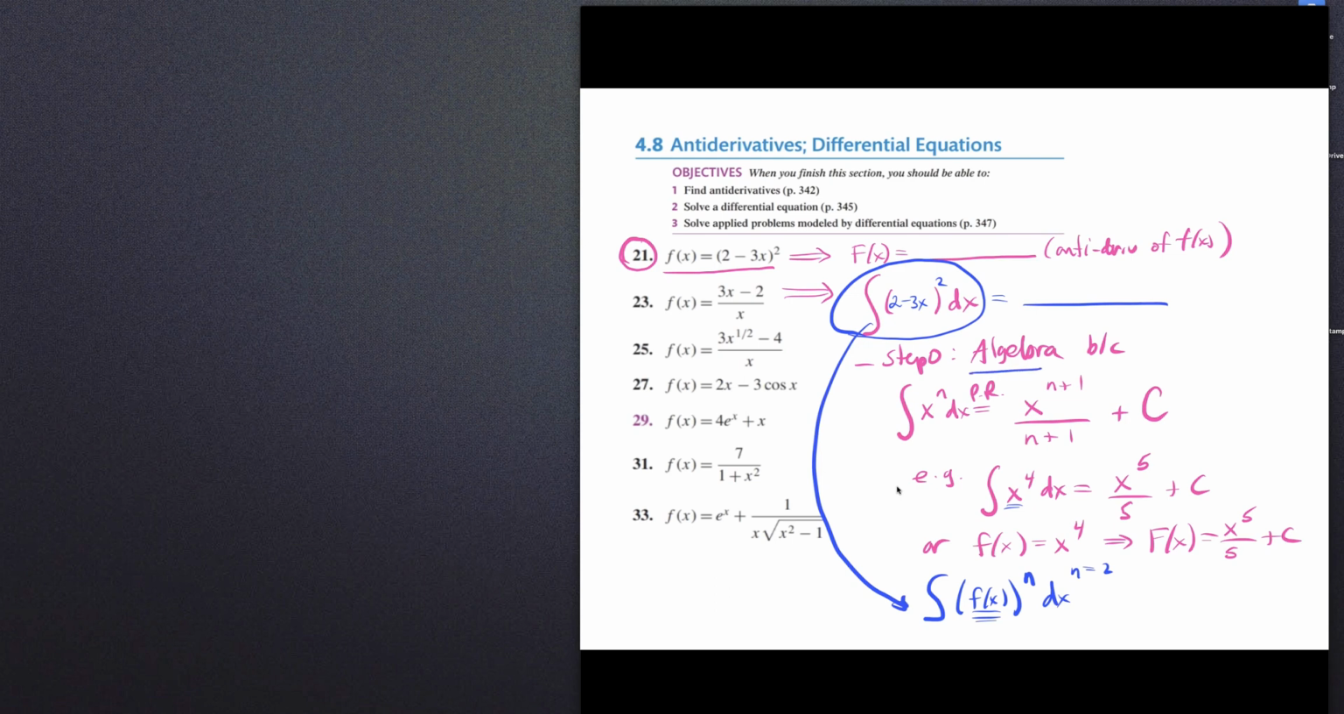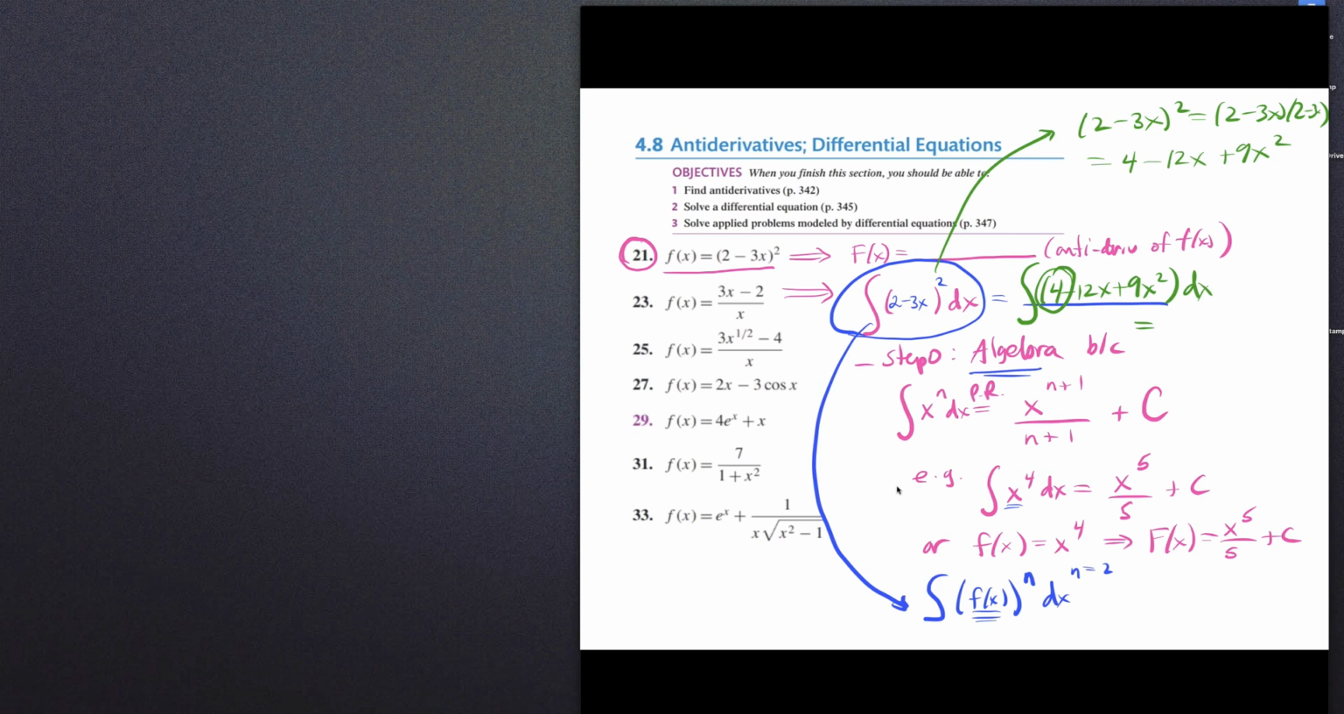So there is an algebra step that could be done here, and that algebra step is to take 2 minus 3x squared and treat that as 2 minus 3x times 2 minus 3x. In which case you would get 4 minus 6x minus 6x plus 9x squared. Okay, and now we can say that the problem that we need to compute is the antiderivative of 4 minus 12x plus 9x squared. And that is an easier function to find the antiderivative of because we know how to use the power rule.